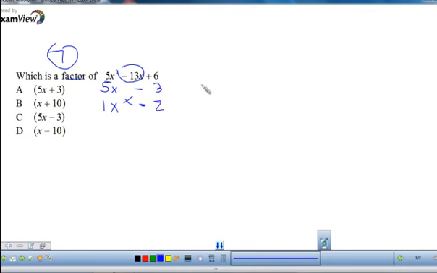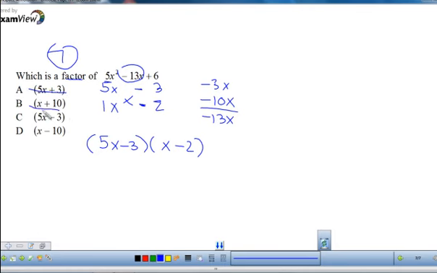So cross multiply, that's negative 3x. Cross multiply, that's negative 10. Add them, so that's negative 13. That's correct. So the factor would be 5x minus 3, or another factor would be x minus 2. So I have to see which one it is. Okay, it's not this one because this one's x. 5x plus 3 is not b, so the answer would be C. That's the one that's shown.